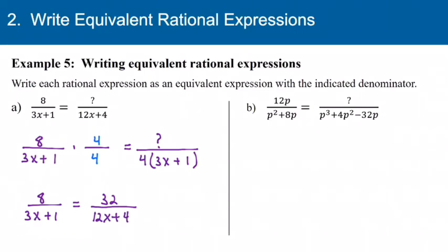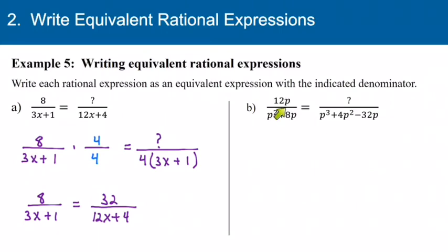Can you see it? If you multiply this denominator by 4, you get this denominator. And if you multiply 8 by 4, you get 32. So top and bottom were both multiplied by the same thing to get this new fraction. Okay, let's try it again with part B.